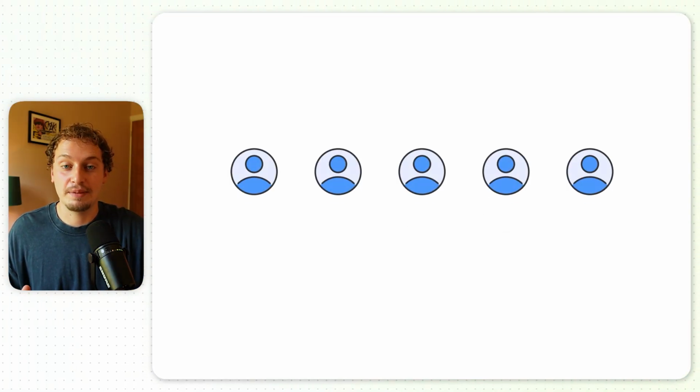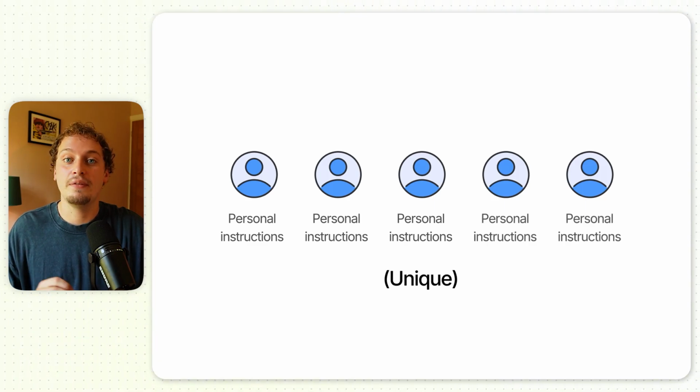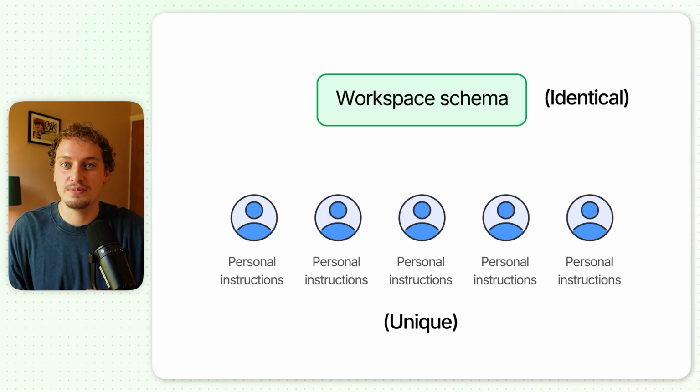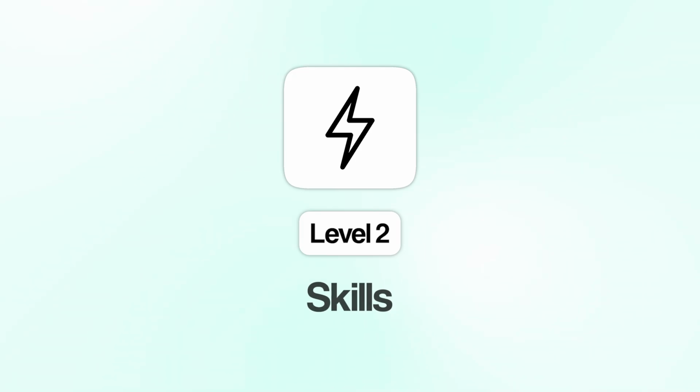And if you're rolling this out to your team, which I'd strongly recommend, everyone's personal instructions will be unique to them, but that workspace schema section can stay identical across the board. Copy and paste it into each person's instructions page and you're done. So that's level 1. Let's move on to level 2.